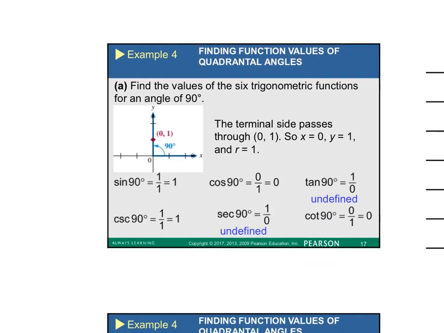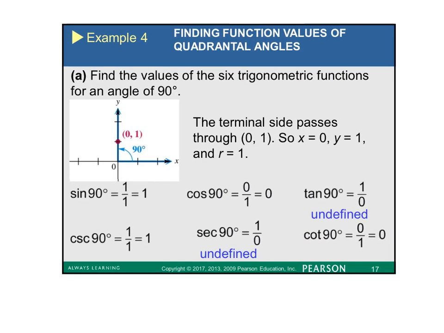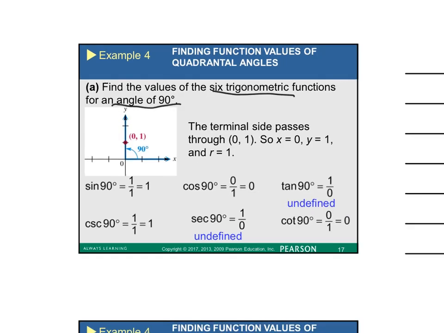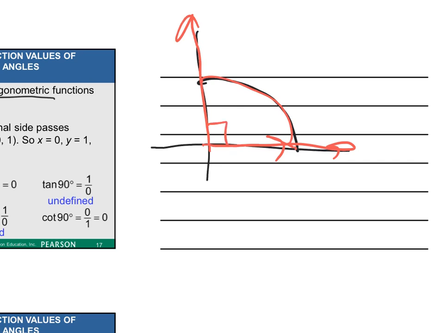Okay. Another one I didn't erase the question. Got it. All right. Ignore the answers. Let's do this. Find the values of 6 trig functions for the angle of 90 degrees. I'm going to do it over here without looking. Don't cheat. Angle. 90 degrees. There's my terminal side. Opening it up to here. 90 degrees. There's my angle.